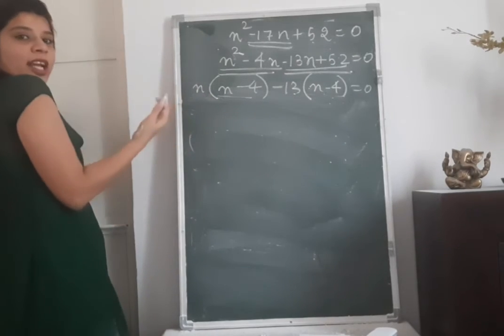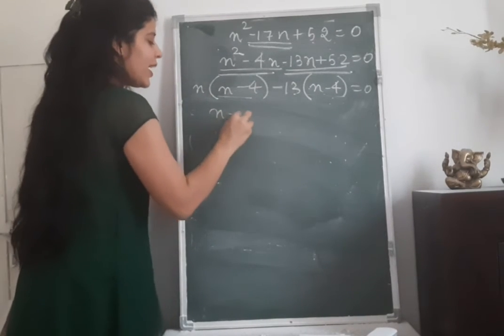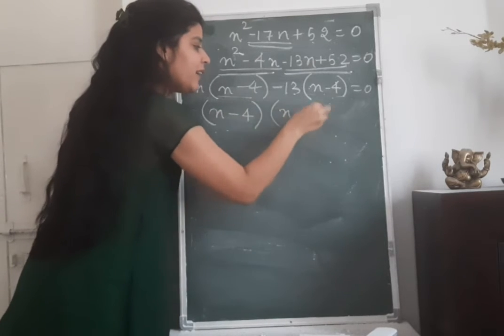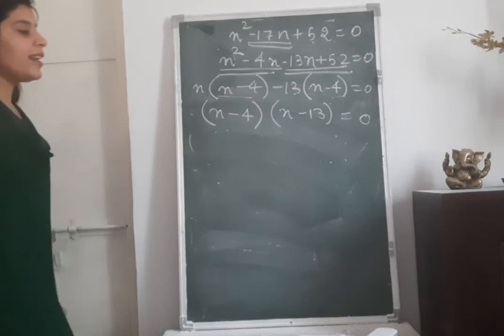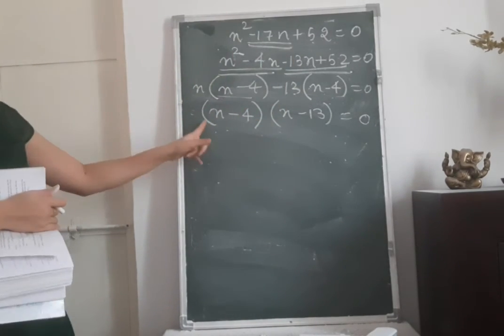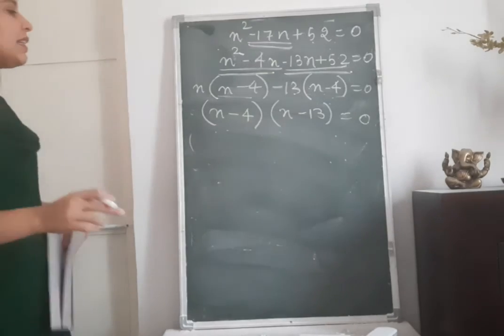If I take this whole n minus 4 as common, will I get it like this? n minus 4 into n minus 13, right? If I take the whole n minus 4 out, I will get n minus 4 into n minus 13.